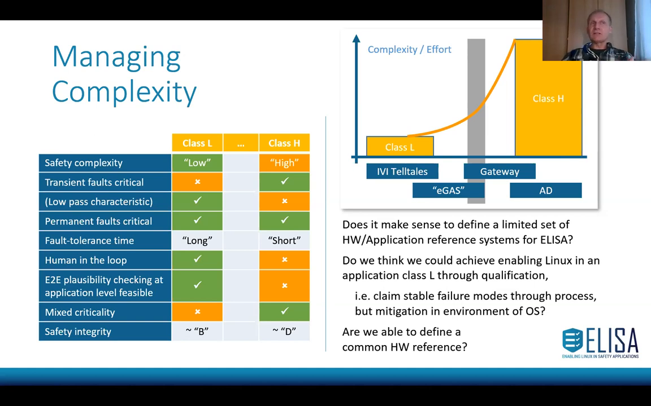For some application classes, and the IVI might be one where that is feasible, you could actually get away with this qualification path. But that enables Linux for a safety application of class L, right? On Tuesday, I already explained it, it's tricky. You don't want to have the case where someone enables Linux for one class and someone else just transfers that into a different class where the assumptions aren't valid anymore.